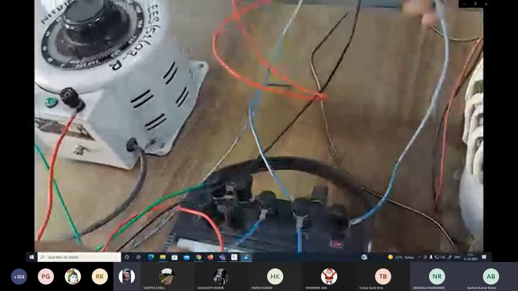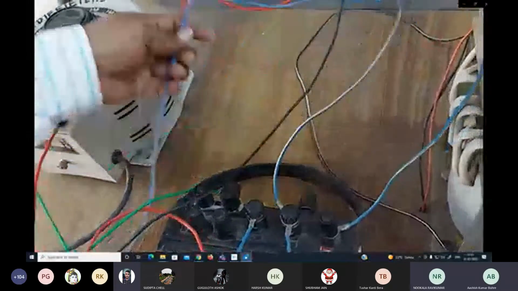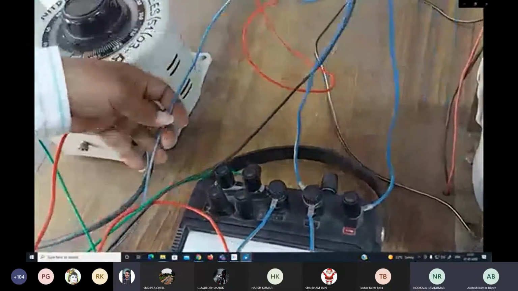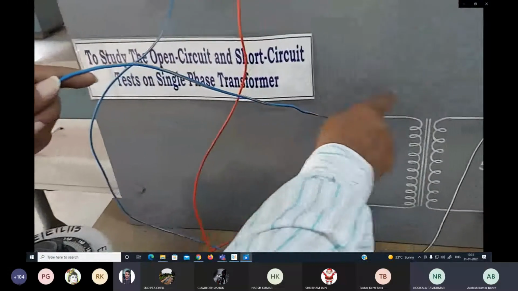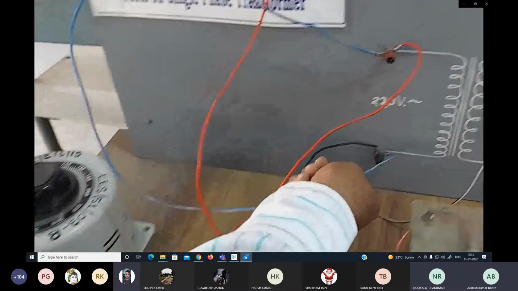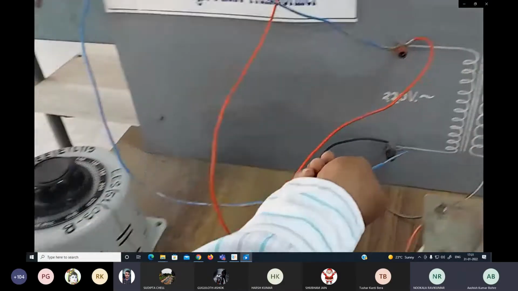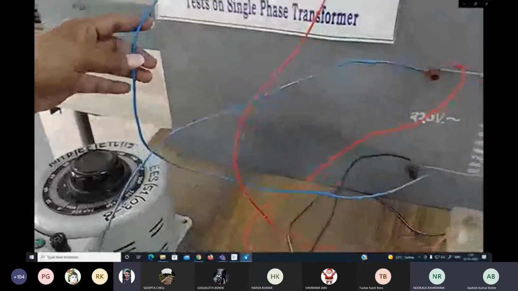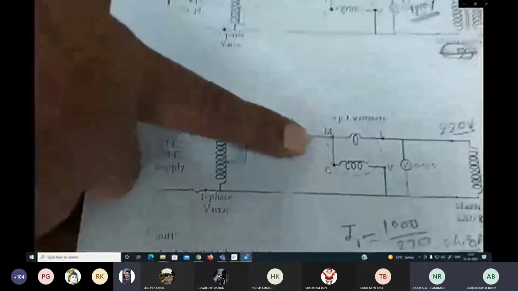So the ending point is the L, and that L will be going to the primary winding or 220 volt side winding, and that end point will be going back to the voltmeter point. So that is displayed here in the circuit diagram.